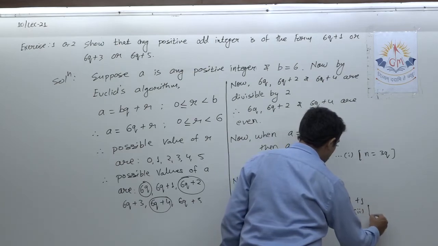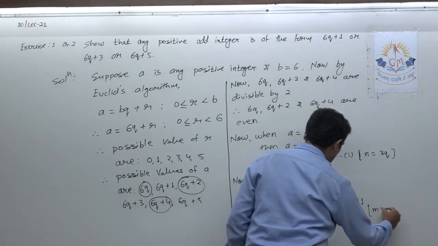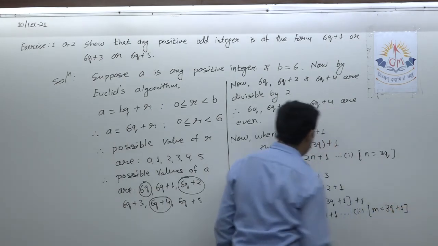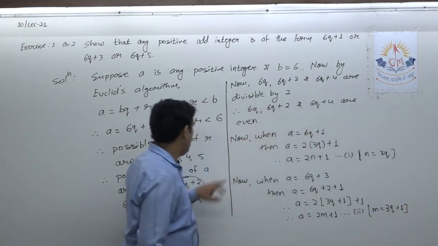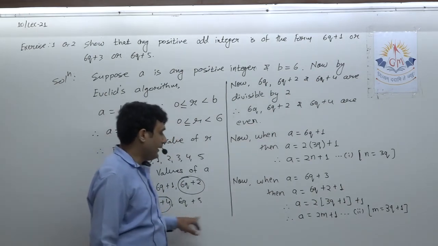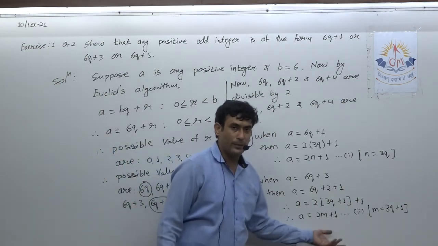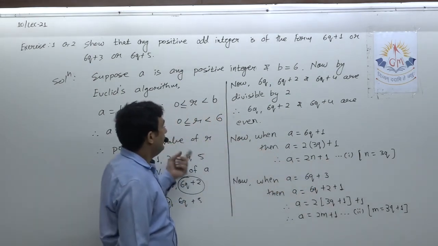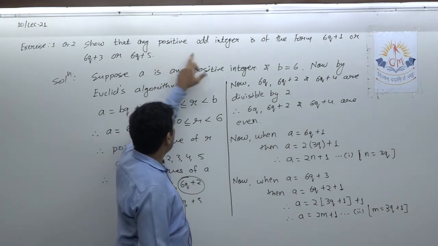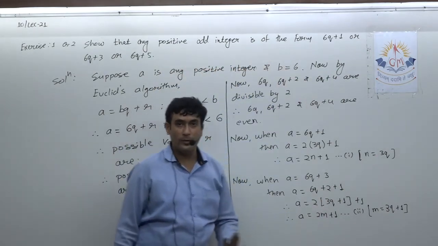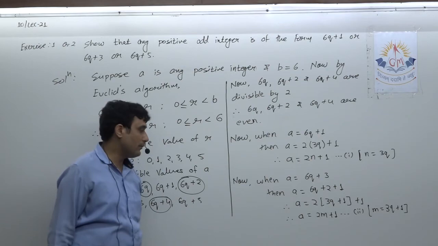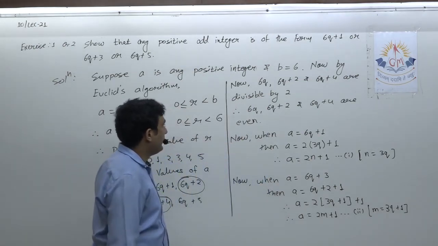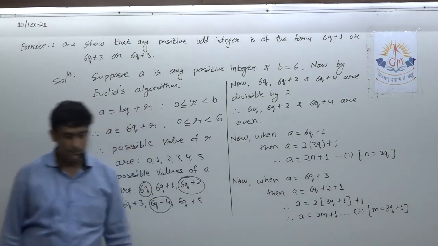So here I can write m is equal to 3q plus 1. Now in the same way I will take this one and I write again a is equal to 2p plus 1, whatever, and then from first, second and third I can say that any positive odd integer is of the form 2q plus 1 or 2q plus 3 or 2q plus 5. But first of all note it down, then we'll come to the remaining part of the solution.